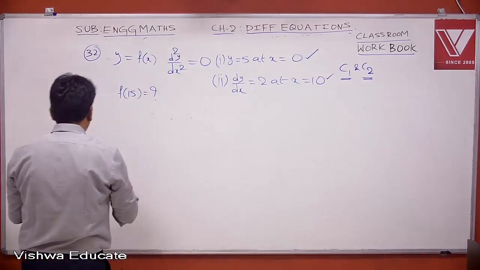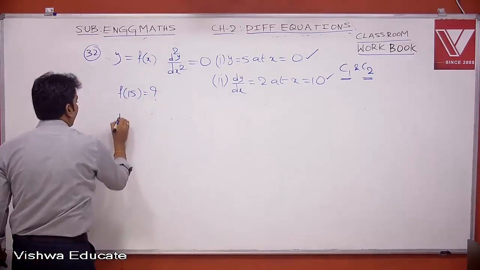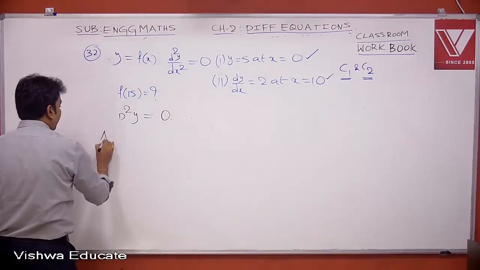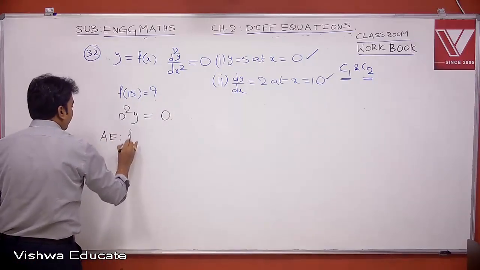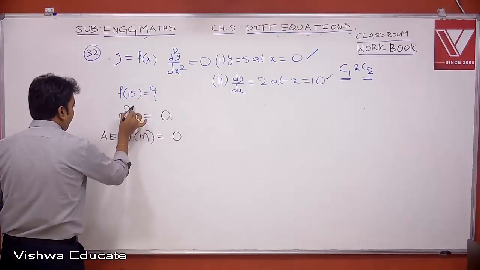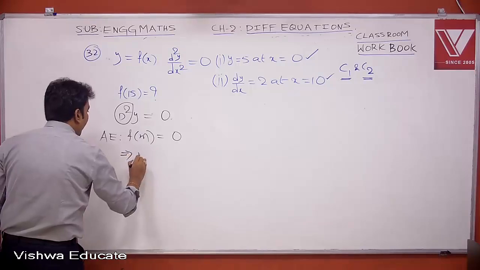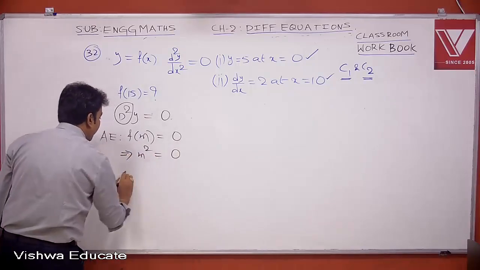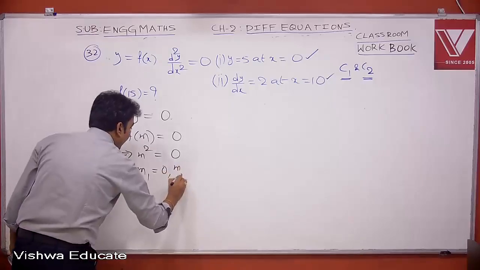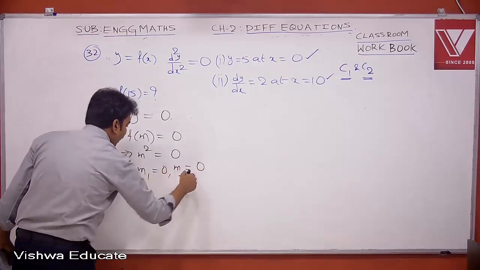So in this case, let us try to solve this equation. This equation is in the form d square y equal to 0. So what is my auxiliary equation? The auxiliary equation is f of m equal to 0, where f of m is nothing but the function before y. So this implies m square equal to 0. This gives two roots, one root is 0 and another root is 0. So both the roots are real and equal.